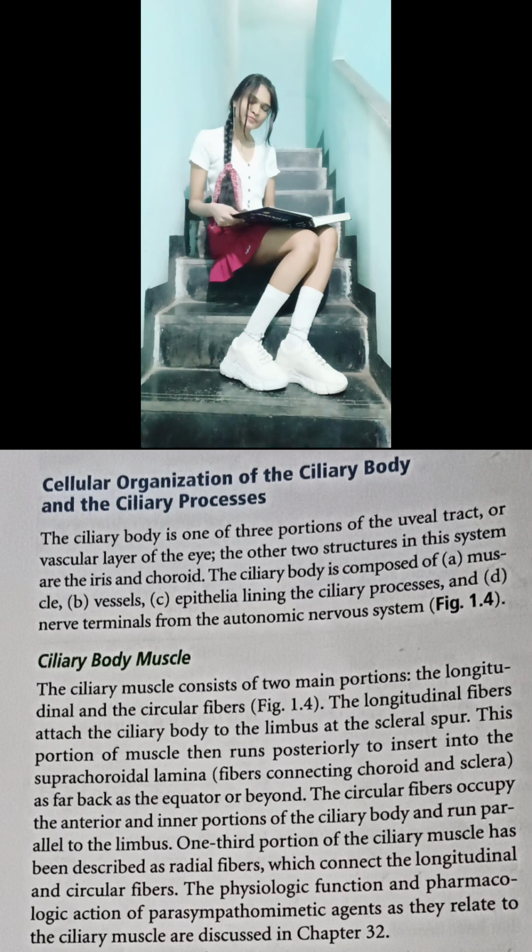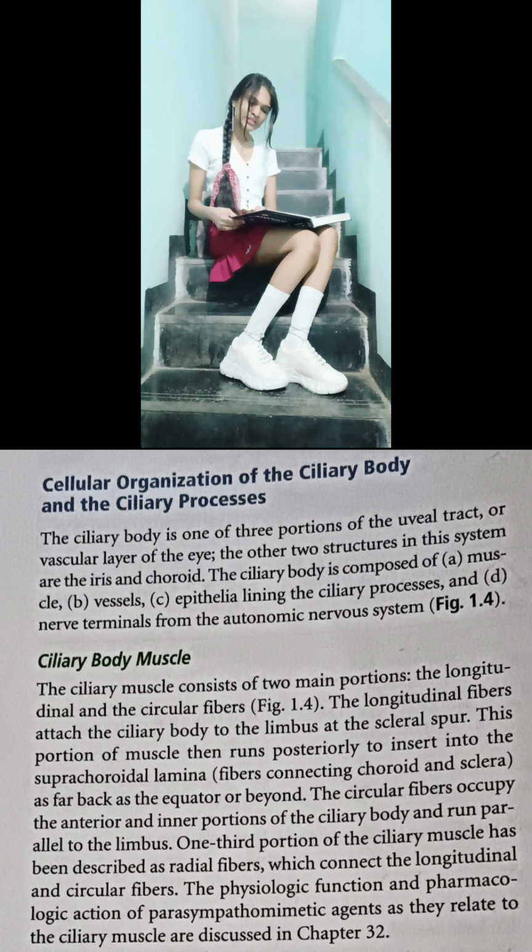Ciliary body muscle. The ciliary muscle consists of two main portions: the longitudinal and circular fibers. The longitudinal fibers attach the ciliary body to the limbus at the scleral spur. This portion of muscle then runs posteriorly to insert into the suprachoroidal lamina as far back as the equator or beyond. The circular fibers occupy the anterior and inner portions of the ciliary body and run parallel to the limbus.